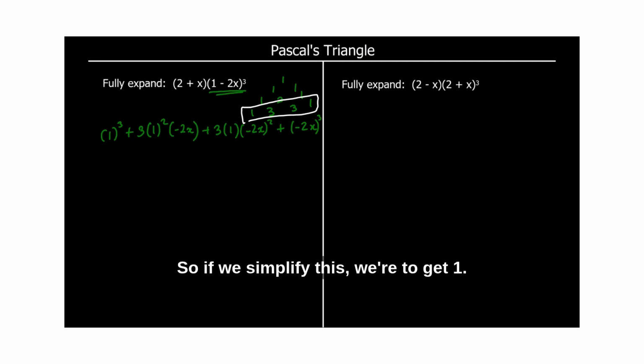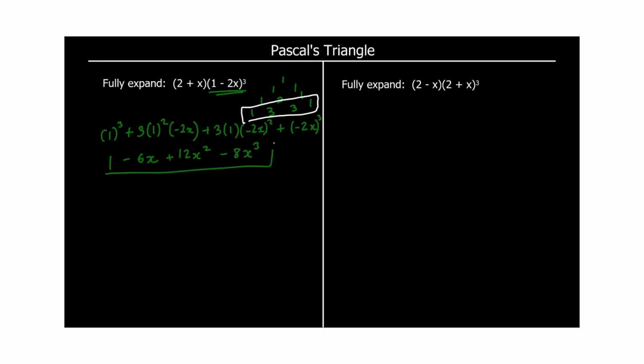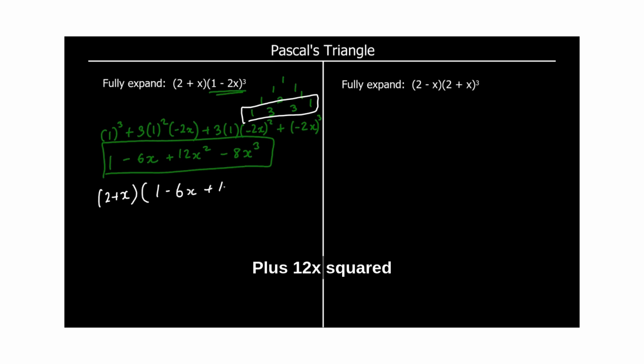So if we simplify this, we're going to get 1. 3 times negative 2 is negative 6, that's our x. Then we've got 3 times, this will be 4, which will be 12x squared. Negative 2 cubed will be negative 8, and that's our x cubed. So that's our expansion of the second part. Now we need to expand again, so we've got 2 plus x times 1 minus 6x plus 12x squared minus 8x cubed.